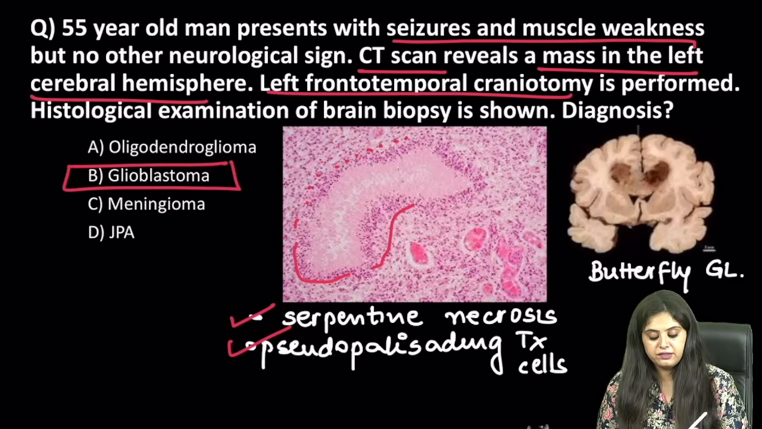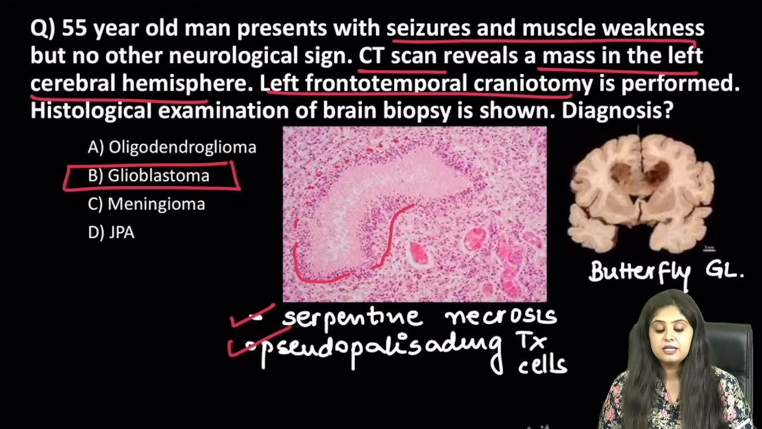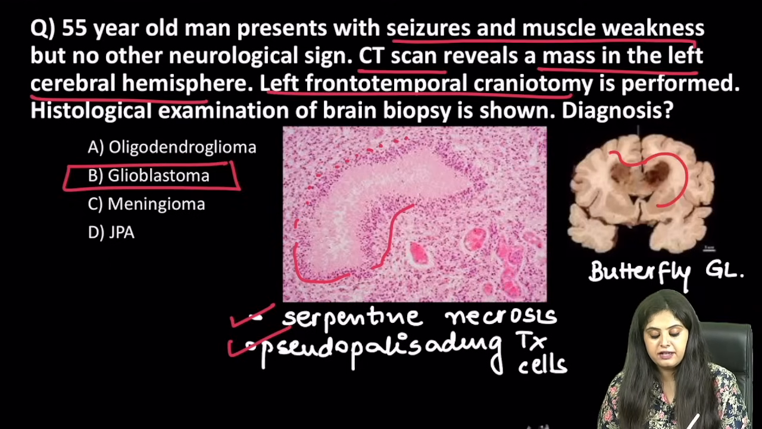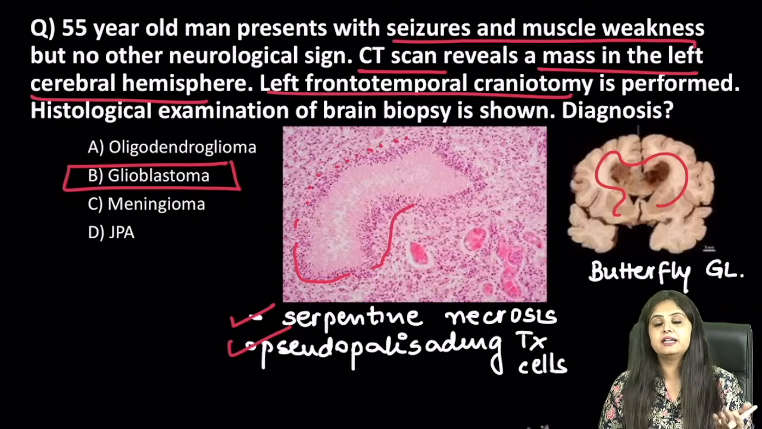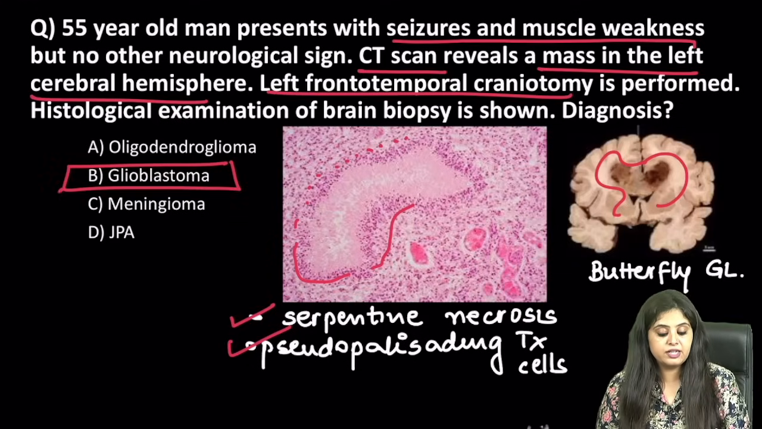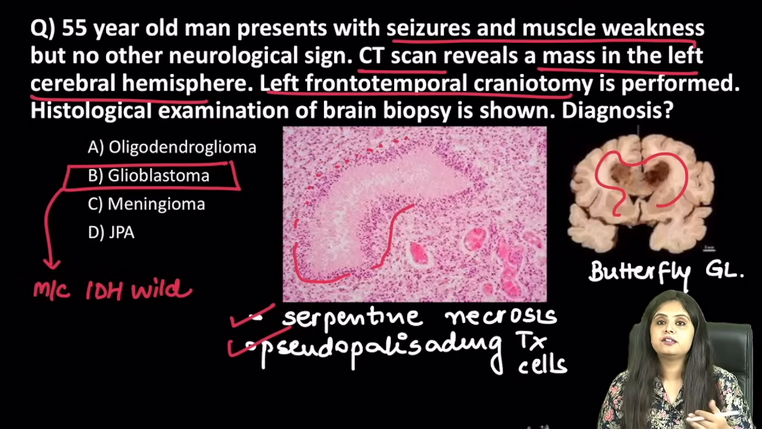What is it also known as? It is also known as a butterfly glioma, because very commonly it is seen on the left and the right side. It crosses the midline, and hence a glioblastoma. Genetically, I hope you remember that most commonly it shows the IDH wild type genetics, and then next of course is going to be the IDH mutant type.